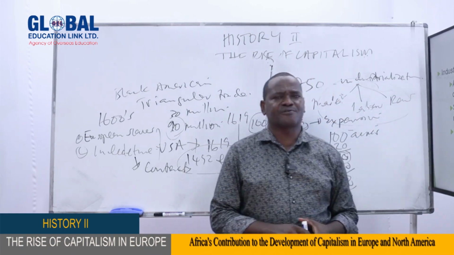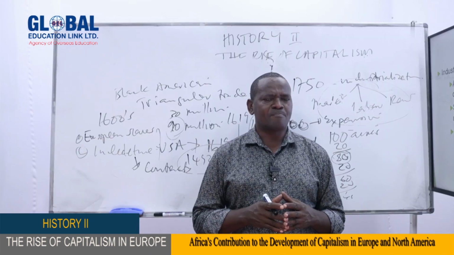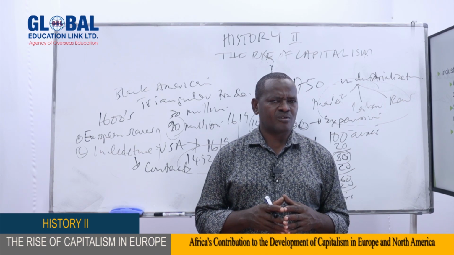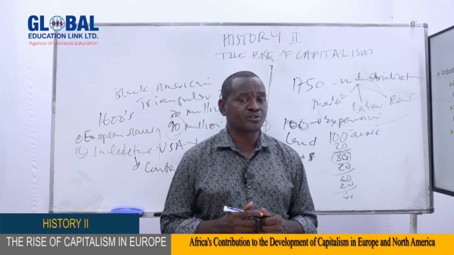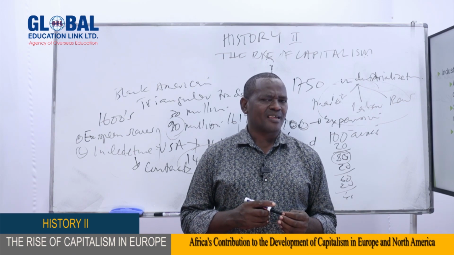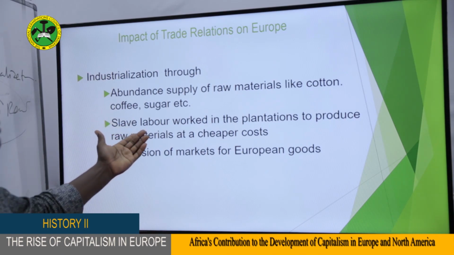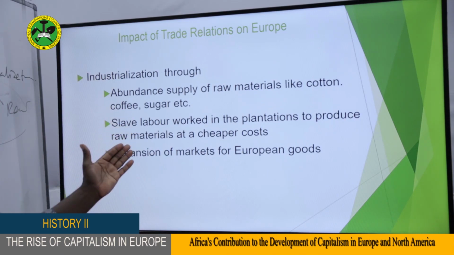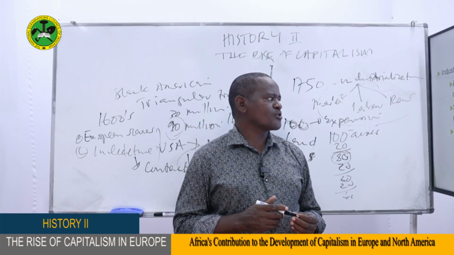The first impact of these trade relations on Europe is industrialization. Industrialization, because these trade relations, first of all, contributed to the production of abundant raw materials. A lot of raw materials were produced, as we said earlier, by African slaves in plantations and mines. But also industrialization was made possible by African labor who worked in the plantations to produce raw materials at a cheaper cost.